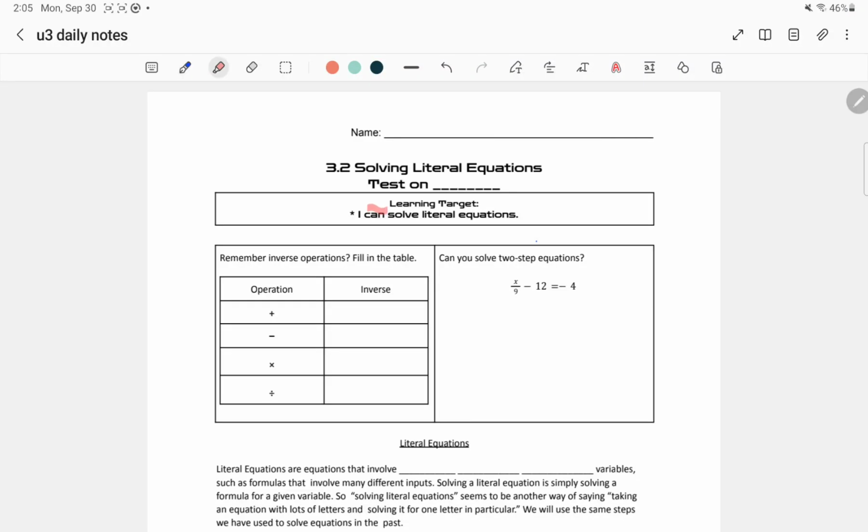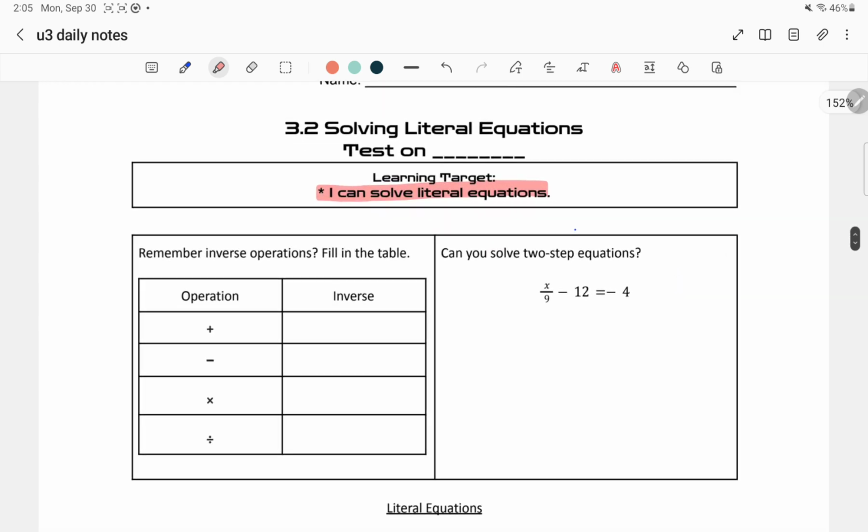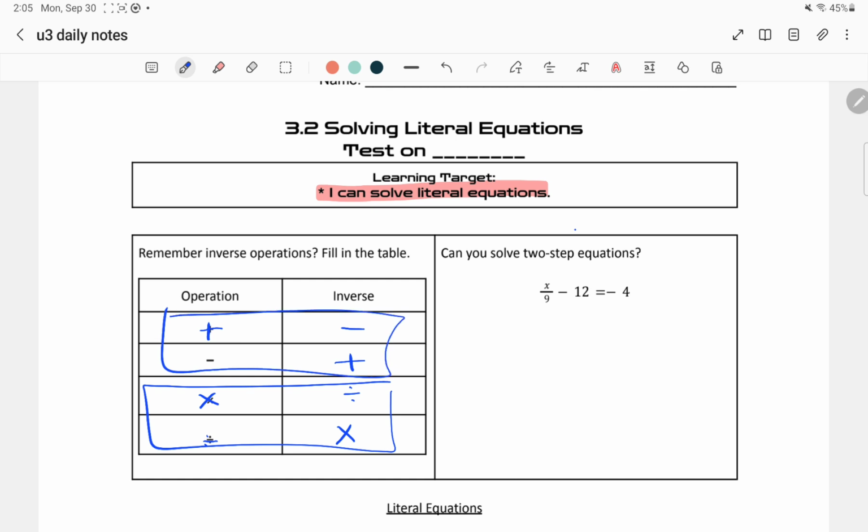Hello students, today we are solving literal equations. Before we can do that, we need to make sure that we know what operations are inverses of each other. Adding the inverse is subtracting and vice versa. Multiplying the inverse is dividing and vice versa. So these two should go together and these two should go together. And then it's about putting it into practice.